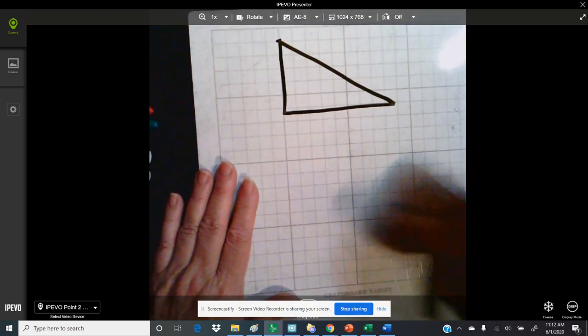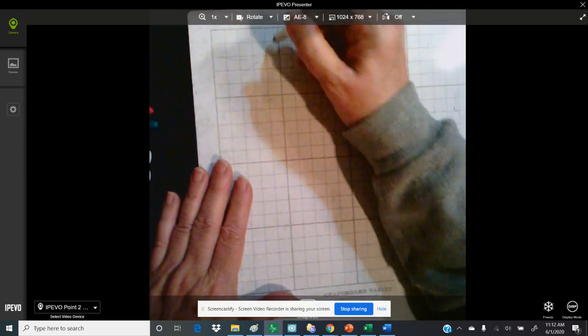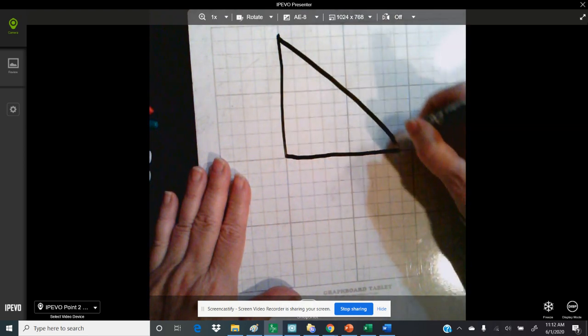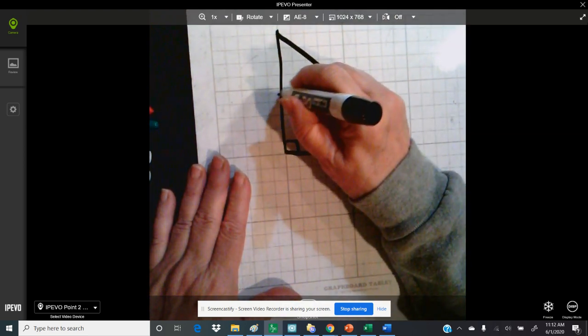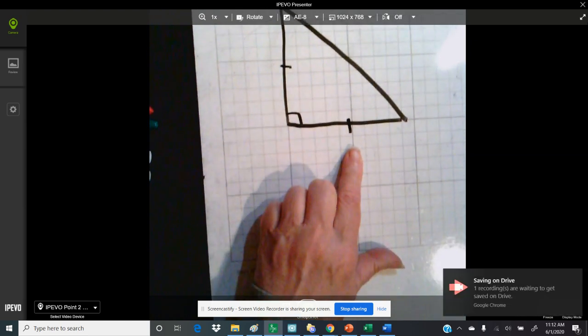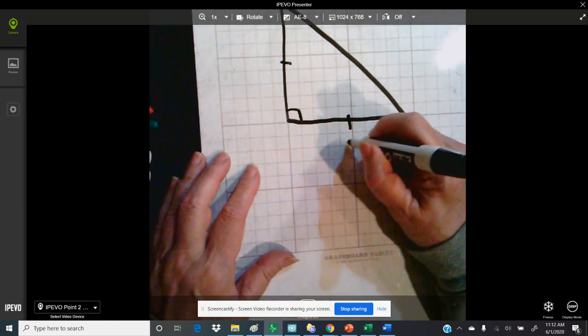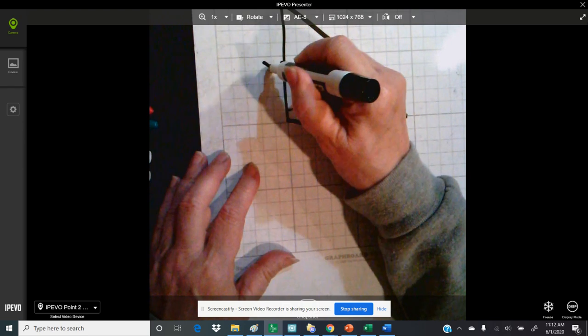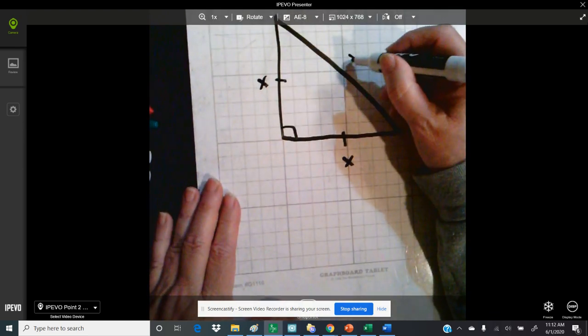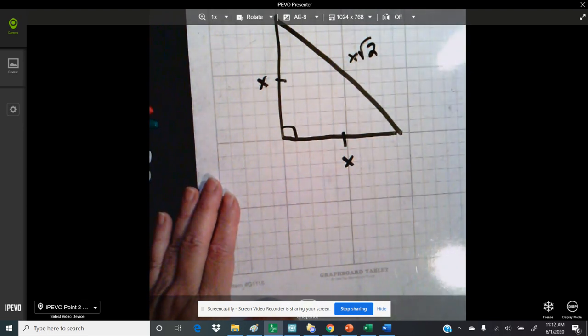I'm going to draw this again, sorry. A 45, 45, 90 triangle is actually what they call an isosceles right triangle, because the two legs have the same measurement. Whatever this measurement is, let's call this one X. We're also going to call this one X because we know they have to be the same. And this would be X times the square root of 2.